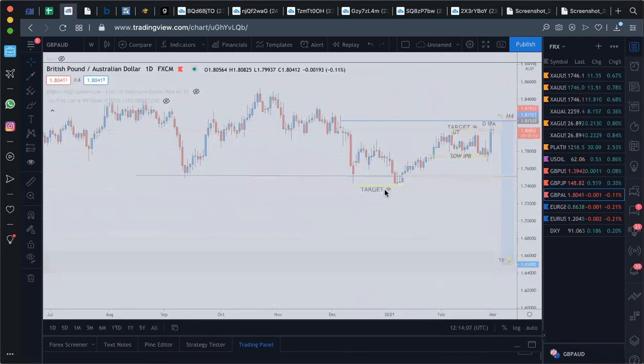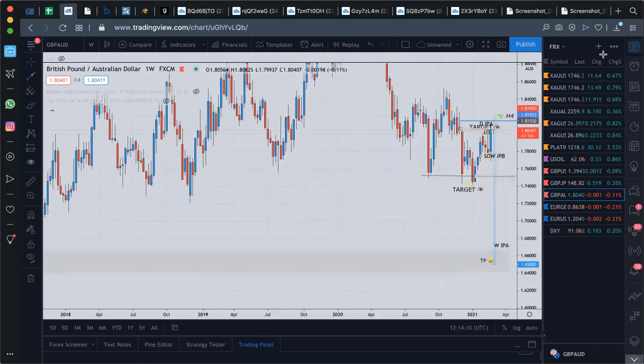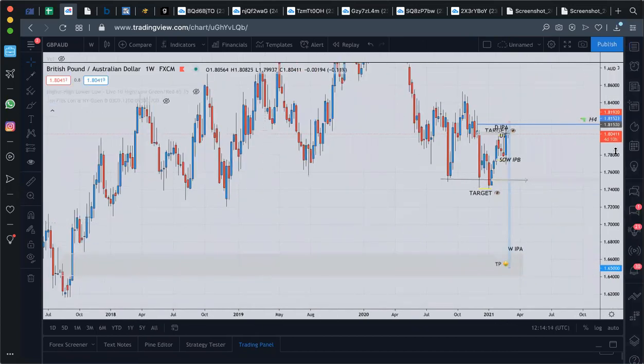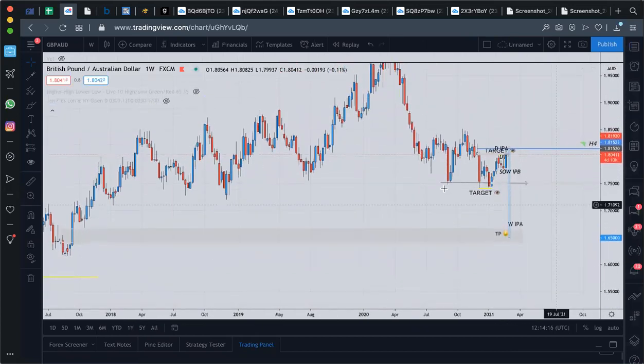Okay, so let's go on a weekly. I'll just clean things up. I was just thinking, can we potentially come down to fill this IPA? Market structure showing us that we're kind of bearish. We created a kind of accumulation here, which is why I was also interested in this area.